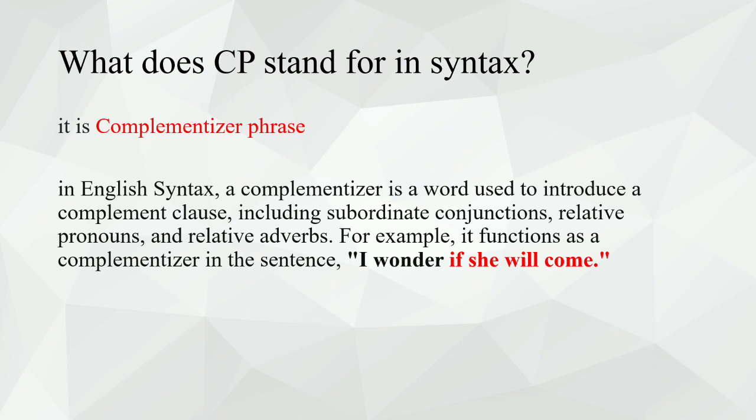So sometimes words like after, if, what, when, where are the complementizers, and the rest of it, for example when my father will come. So this is all of it a complementizer clause or you can say a complementizer phrase. For example, it functions as a complementizer in the sentence I wonder if she will come. So I wonder, this is the subject and the verb, and then followed by a complementizer phrase, which is if she will come. Someone might say no, that's a clause. Yes, that's right. If she will come, you can call it a complementizer clause or complementizer phrase, and that is what we call CP.